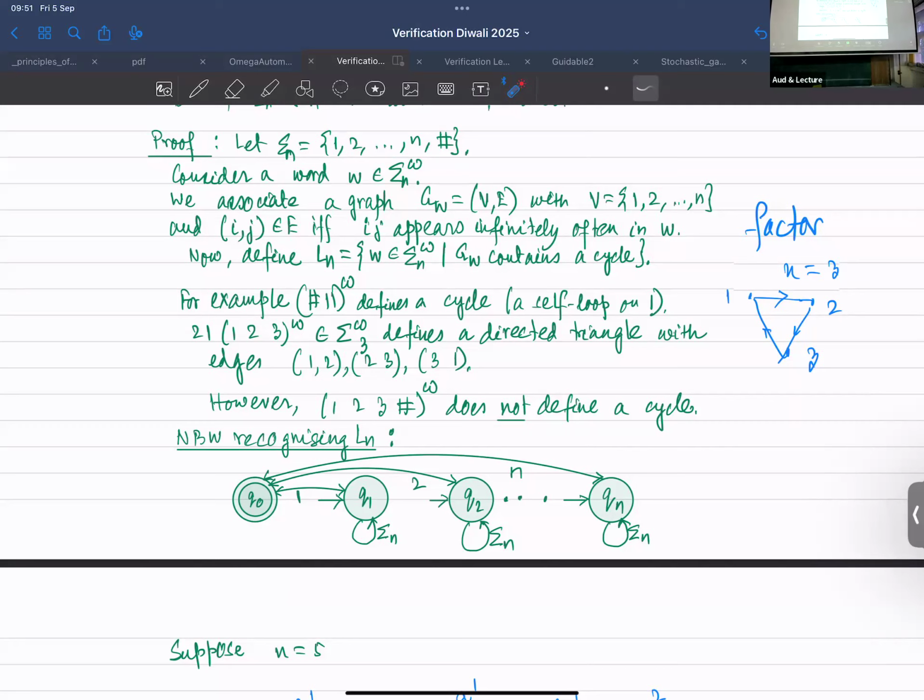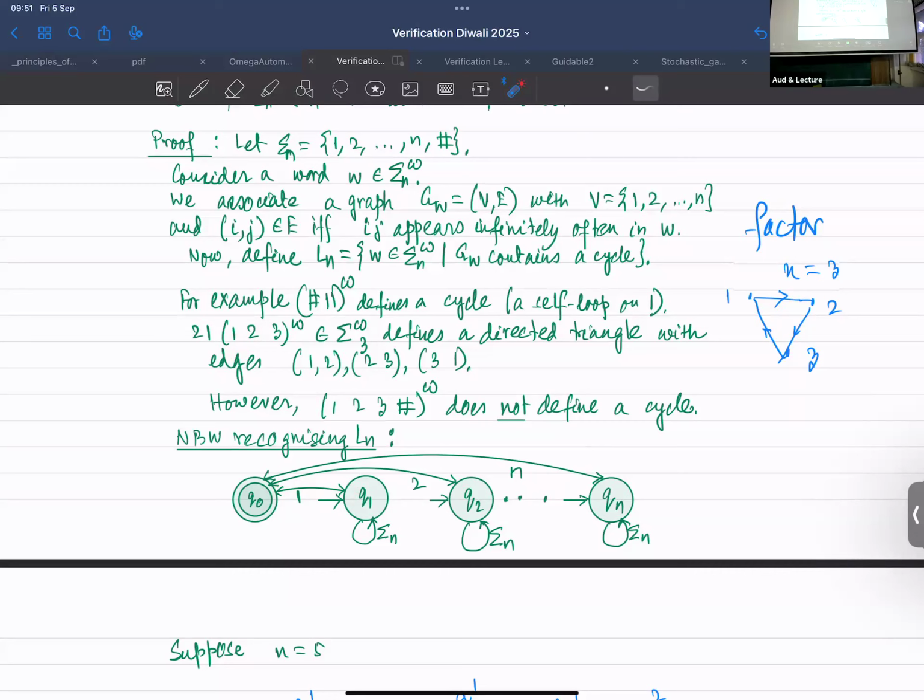So after reading 2, 1, we are in this state. After 1, we will go to Q0. Then we will go to Q2 and stay there.